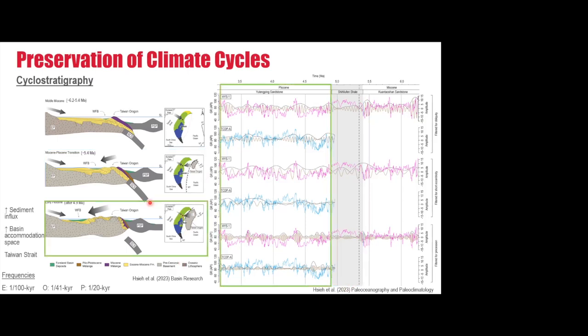And then after 4.9 million years ago, the rapid uplift of Taiwan continued, and this resulted in increased sediment flux and increased basin accommodation space, as well as the formation of a semi-sheltered Taiwan Strait that shielded the Western Foreland Basin from erosive waves of the Pacific. So unsurprisingly, not only do we see obliquity and eccentricity come back in strength, we also see enhanced preservation of precession signals.